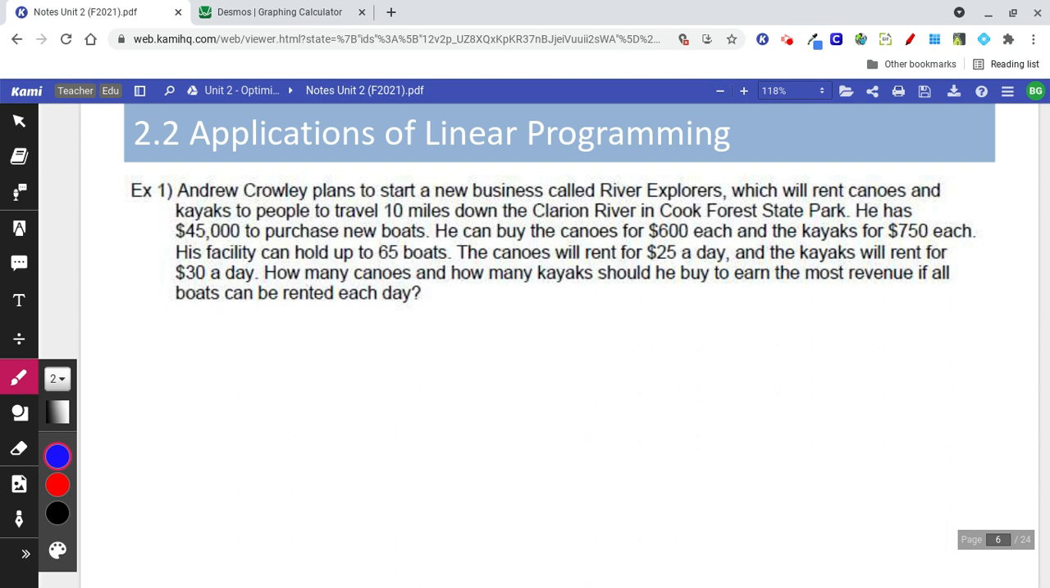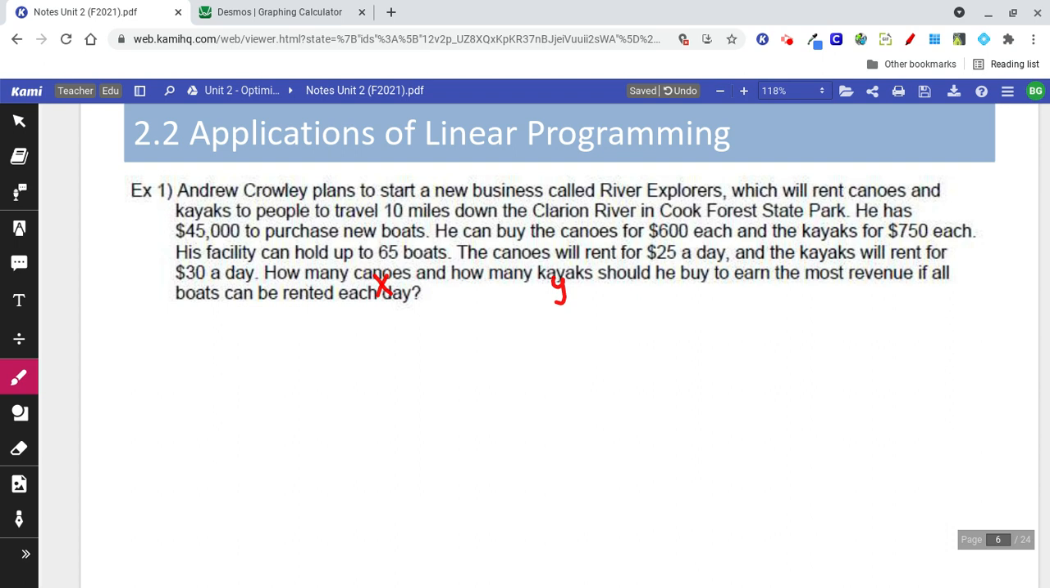There's a lot of information there and a lot of numbers. So the first place I would start, I think you should start at the end and look at what they're asking. How many canoes and how many kayaks? Let's just call that X and Y. Those are your variables. So ideally, you'd go back through and read it again, and every time they say canoes, that's going to be an X, and every time they say kayaks, that's going to be a Y.